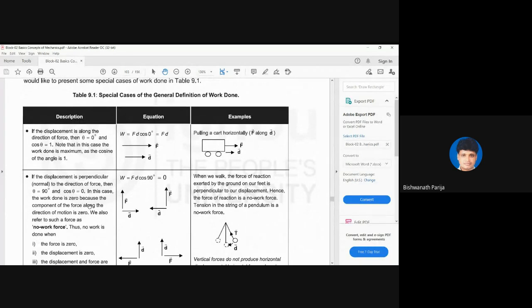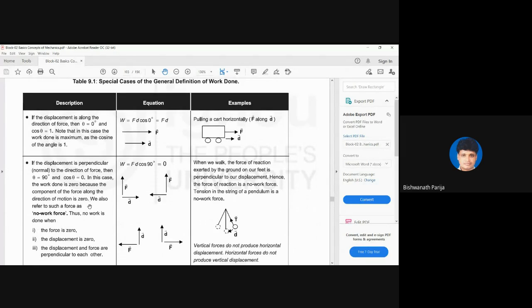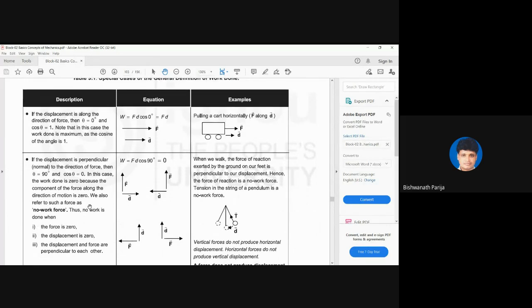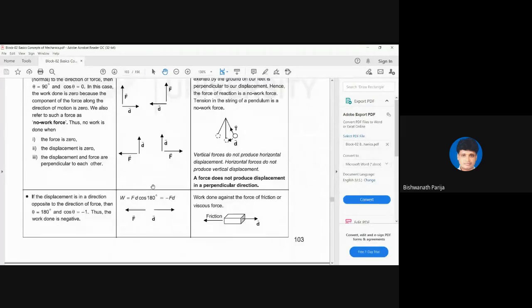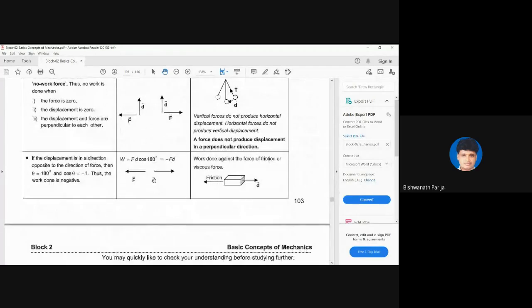If the force is applied at 90 degrees to the displacement, no work is done. Here many examples are given. Understood my point? These examples you remember. But if displacement and force are in opposite directions, then work done is against friction. Here given: work done against the force of friction, or viscous force acting on a fluid.